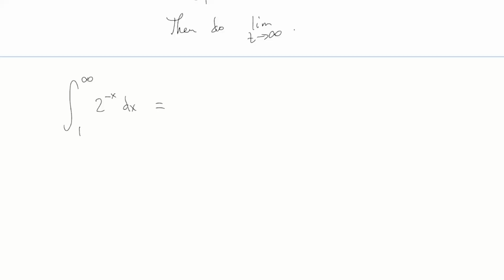All right. What I said was, instead of trying to do the integral all the way to infinity, which doesn't really make a lot of sense, I change the infinity to a t, and then I take the limit as t goes to infinity. When you write that, really you can just write it all as one step. I am considering the limit as t goes to infinity, integral 1 to t, 2 to the negative x dx. And then we just do the integral.